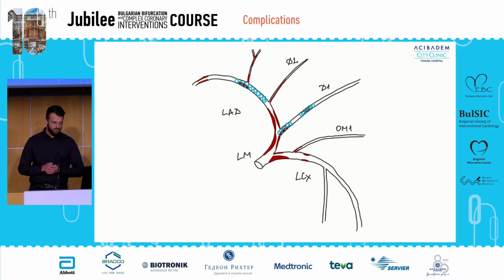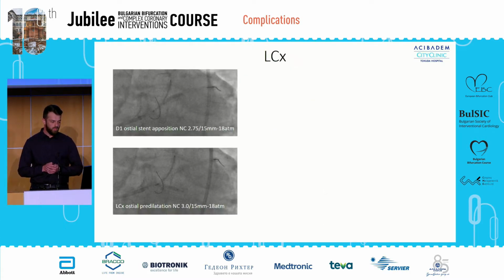So we have this stage till now, and we move to the left circumflex. Before that, we wanted to make sure that the stent in the diagonal branch is fully expanded. That's why we use a 2.75 non-compliant balloon, again on high pressure, to ensure that. And we move to the left circumflex, which we pre-dilate with a 3.0 non-compliant balloon.